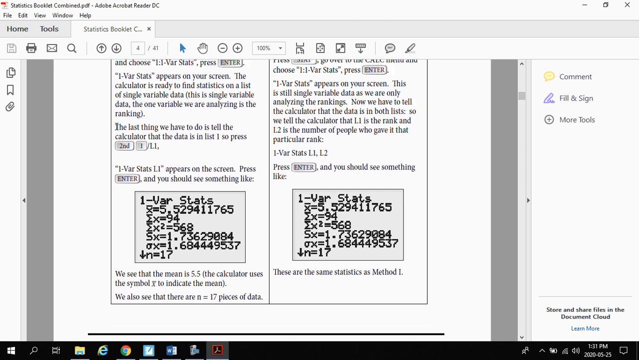Oh, you might need to do this step depending on the calculator you have. But what you should eventually get to, if you can't get to a screen that looks like this from this data information, you need to pause the video and we need to chat about it, because this is super important that you get to this.